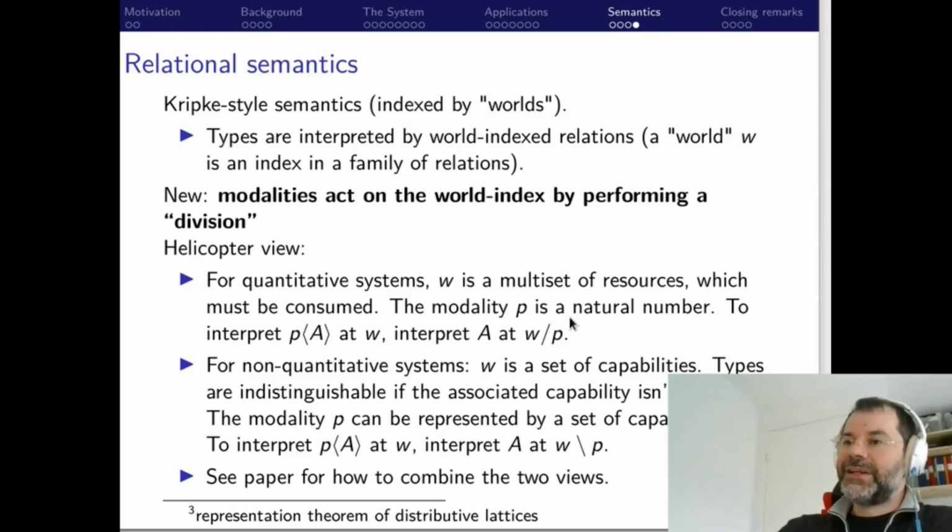For non-quantitative systems, W is a set of capabilities. Types are indistinguishable if the associated capability is not in W. We can take advantage of the fact that every modality can be represented by a set of capabilities. So, to interpret PA at W, we interpret A at the world which is the difference of the sets W and P. Combining the two views is somewhat tedious, but it is shown in the paper.